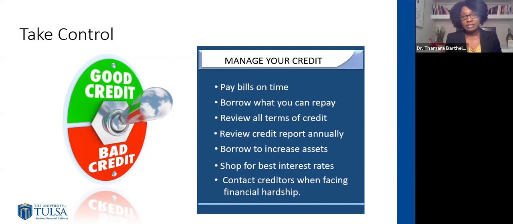For example, if you have a car loan and you're unable to make your car payment for that month, banks and credit unions usually provide individuals with an opportunity to miss one payment. But if you don't contact them, you would never know that, okay?